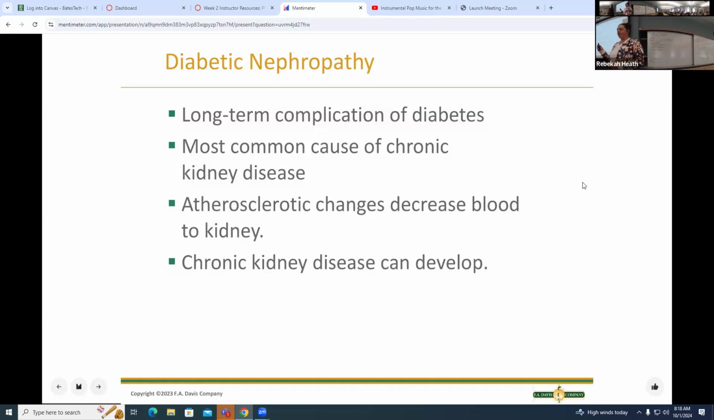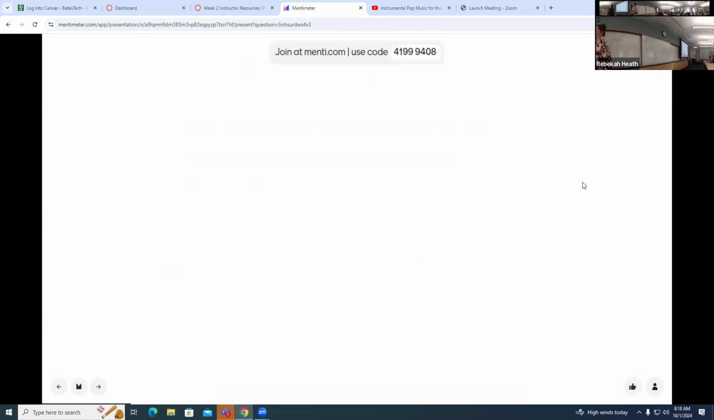And so controlling patients' diabetes, we see again and again how key it is to keep those patients in a good blood sugar range, because if we keep it well controlled, we can prevent a lot of these complications from developing.